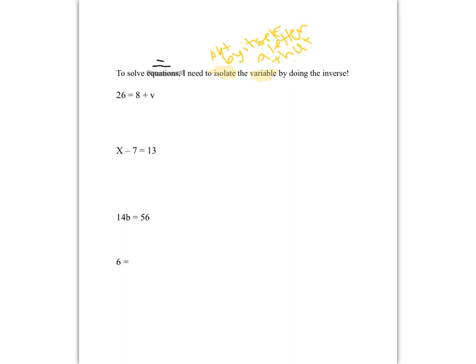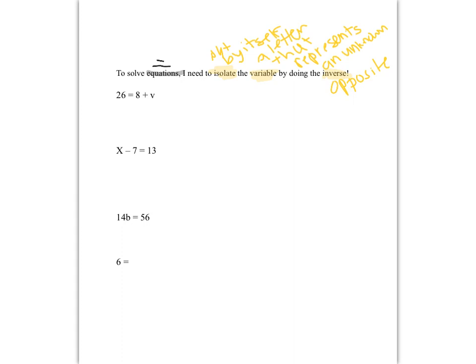Okay, a variable is a letter that represents an unknown. And then inverse means the opposite operation. So that would be opposite.